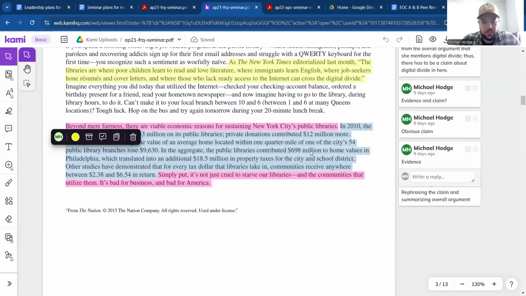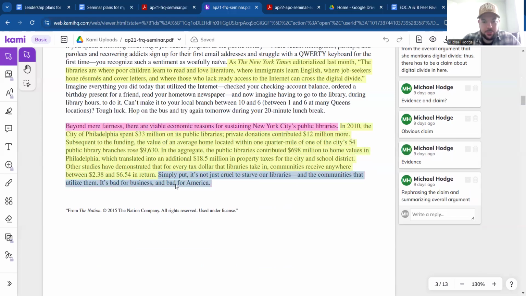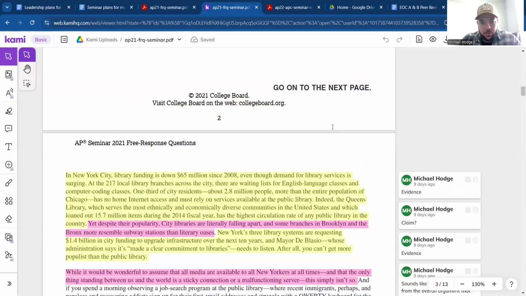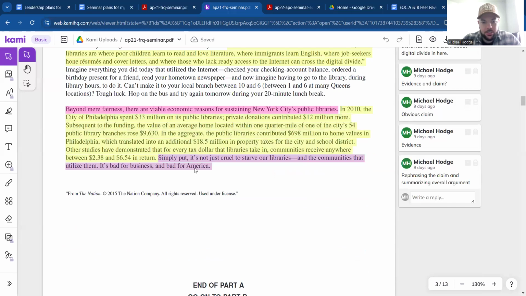Because you get to chalk all this up as evidence because there's numbers and stuff like that, and I'll explain more about that in a second. But right here, bingo, this is an obvious claim, and so is this, right? Beyond mere fairness, there are viable economic reasons for sustaining New York City's public libraries. That's an opinion. And it kind of aligns with what was being set up here. So we know that we're probably emphasizing our main argument, right? And then it ends on this, right?